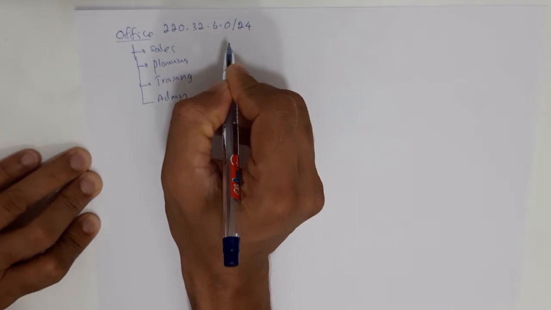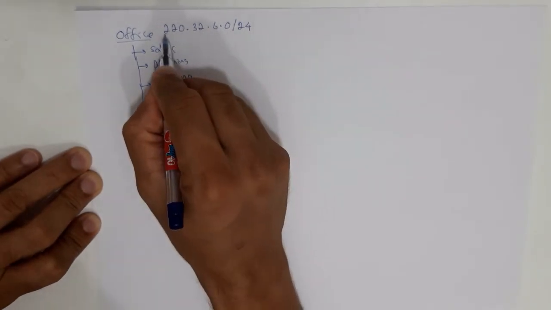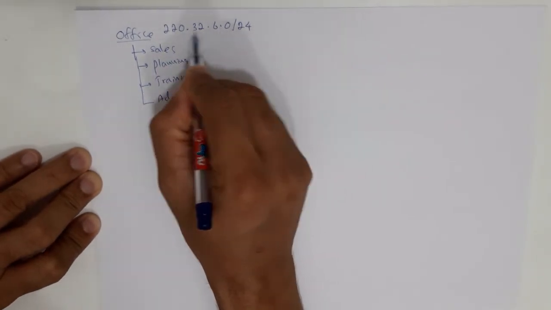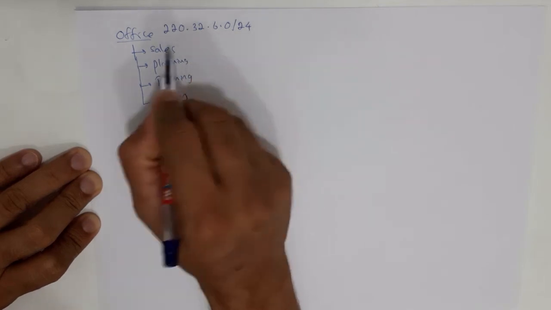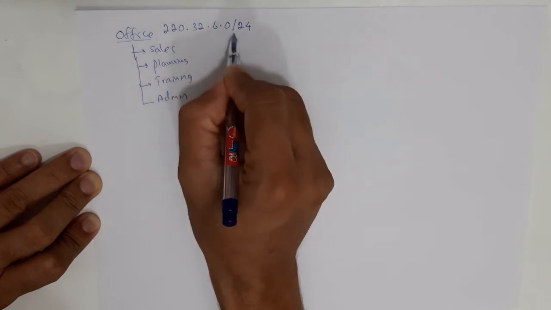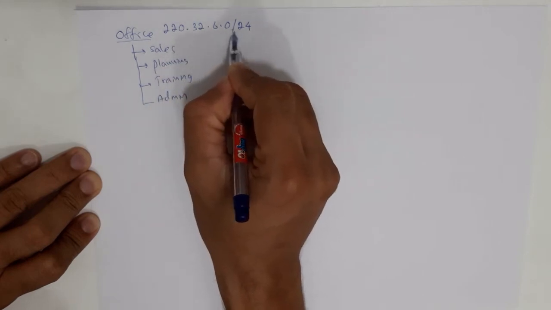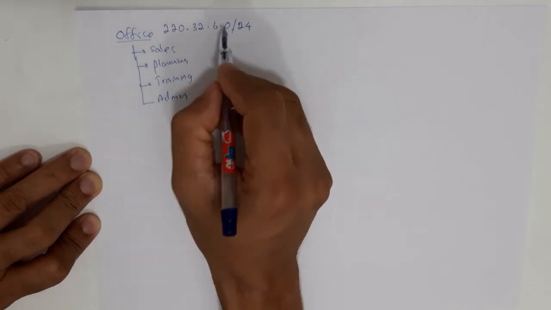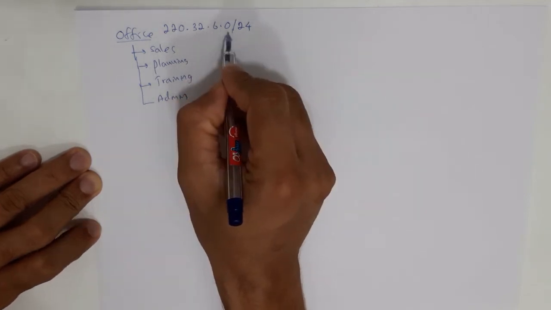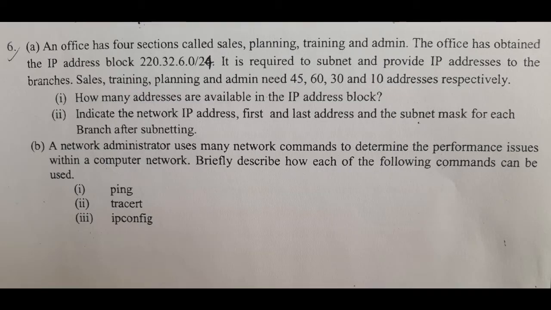220.6.0.0/24. Right. Now they have given the IP address at this level. Is this a classful or classless IP? This is classless because of this /24, so these IP addresses do not belong to any of the classes. Right. Then I will go to the rest.